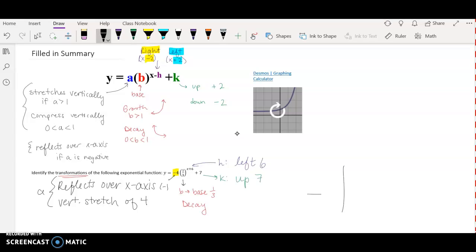What's going to happen in the future is we're going to be able to take a decay function, stretch it, reflect it, move it left and up. So we'll start taking our graphs and actually moving them all around in the future. But right now, what we need to be able to do is look at an equation and identify how it's going to be moved. Okay, so I hope this helped.